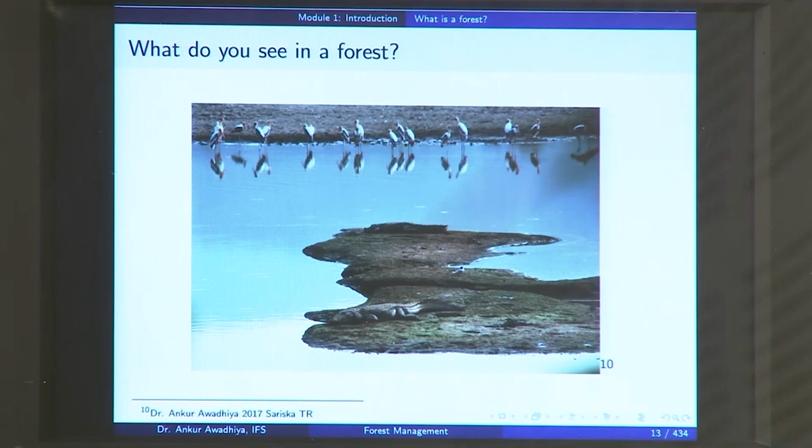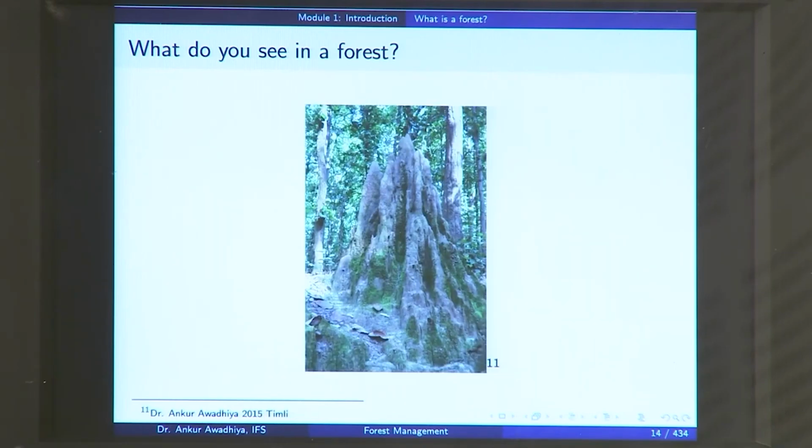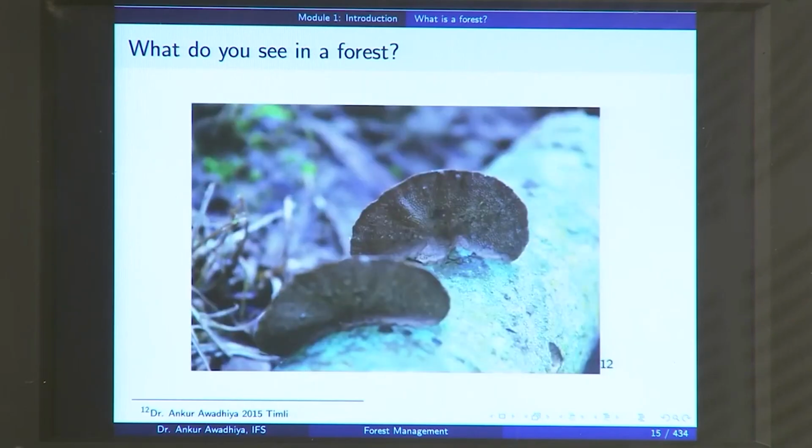We will also see a number of small animals such as termites and also other forms of biodiversity such as fungi. So, we will see all of these different things in a forest. But then what is a forest? If there is an area where you do not see a tiger, is that a forest or not? If you go to an area and you do not find any trees, will you call that area a forest or not?